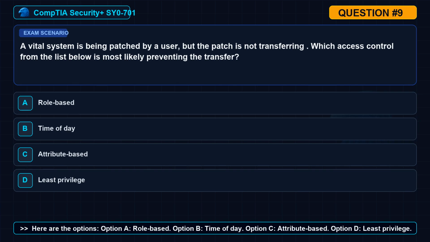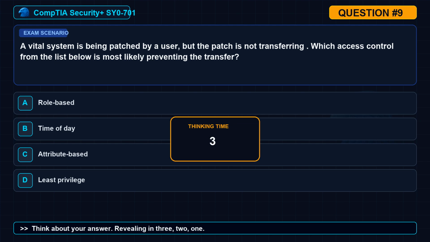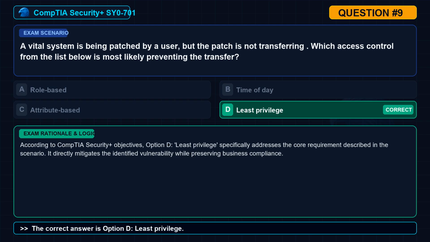Here are the options. Option A, role-based. Option B, time of day. Option C, attribute-based. Option D, least privilege. Think about your answer. Revealing in 3, 2, 1. The correct answer is option D, least privilege.